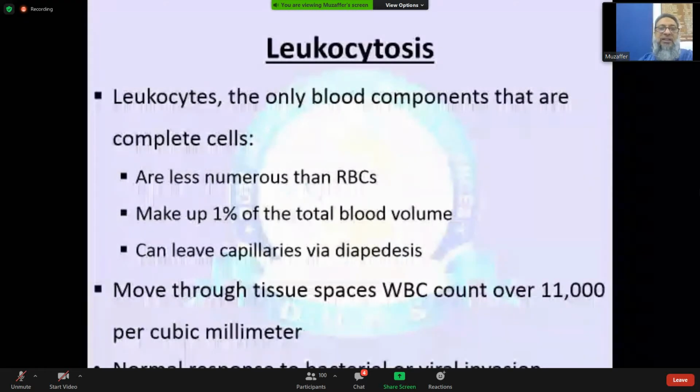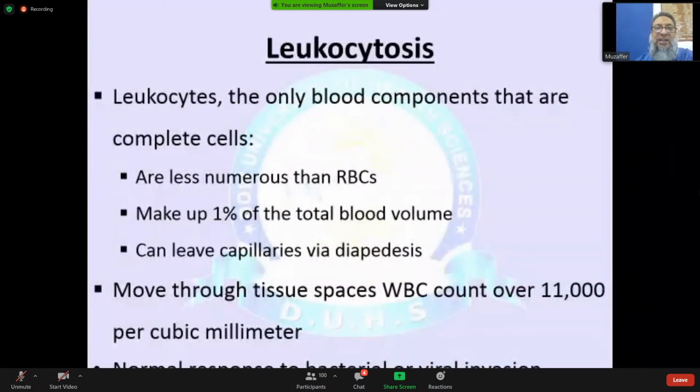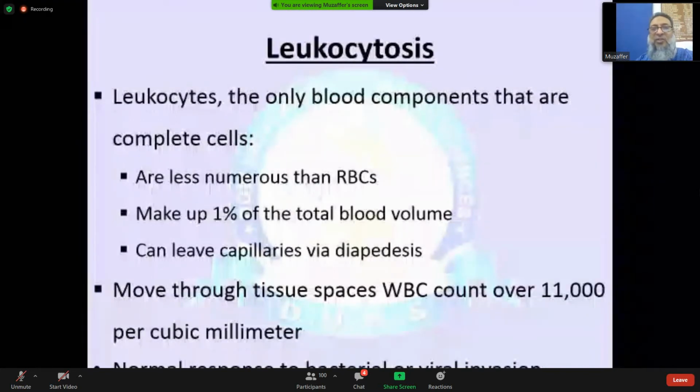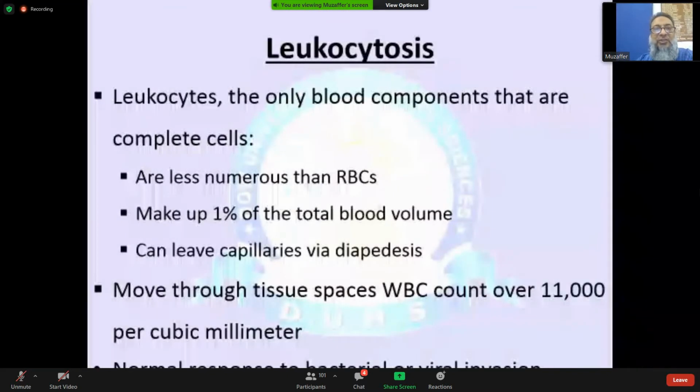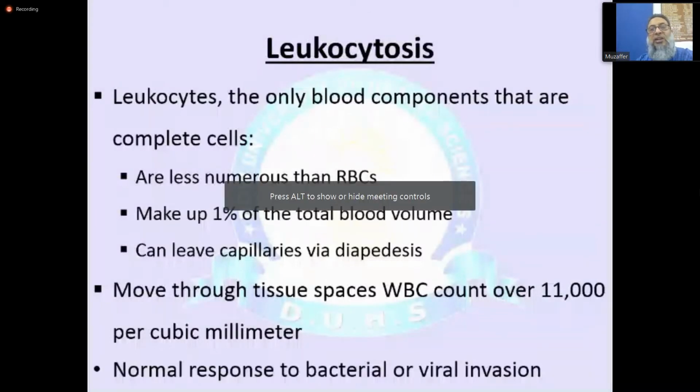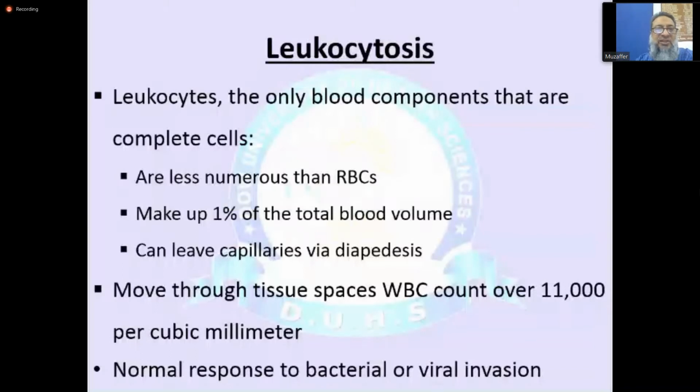Leukocytes, you know that leuko means white, cytes means the cell, the only blood components that are complete cells. What do you mean by that? Because red blood cells, they initially are the cell, but when hemoglobin starts formation, they lose their nucleus, their organelles, and it becomes a corpuscle. So the complete cell till their whole life, these are the leukocytes.